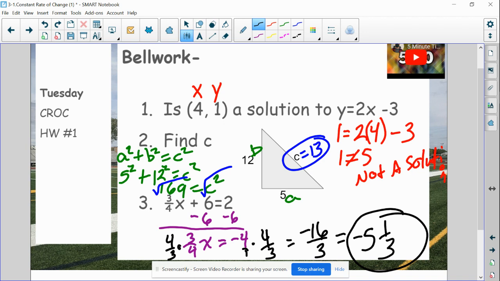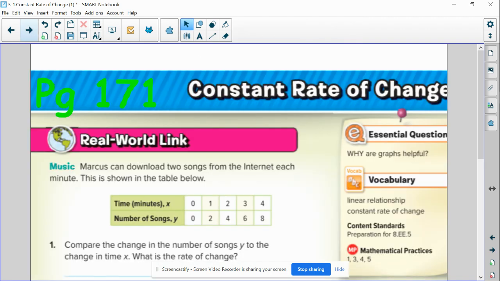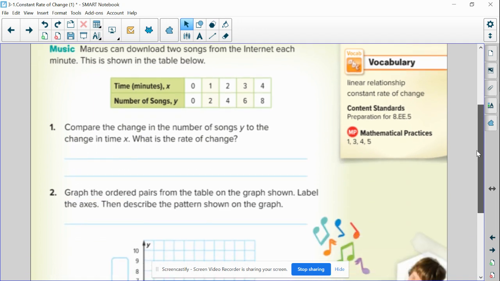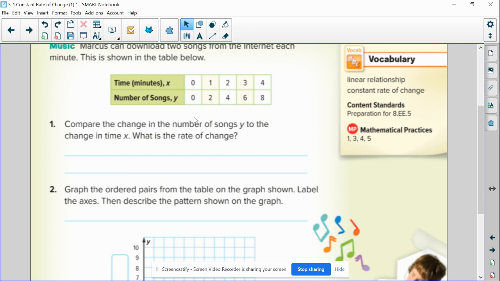Okay. Alrighty, so let's go on to today's notes. You're using your textbook. You need page 171. The first thing we start with is talking about Marcus and songs that he's downloading from the internet. We need to compare the change in the number of songs, or Y, to the time changed in X. So what we call that is our change in Y over our change in X. The little triangles, delta, another fancy way of putting change.